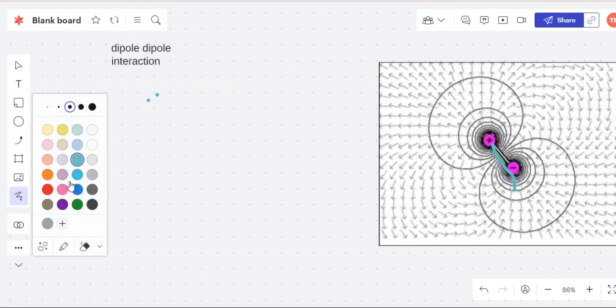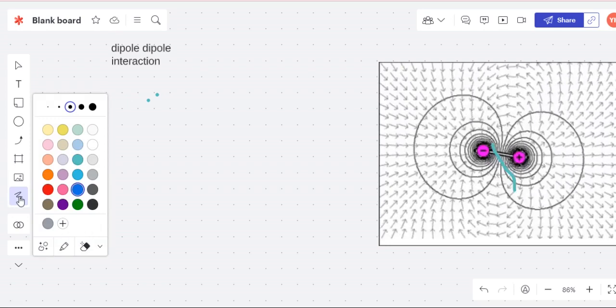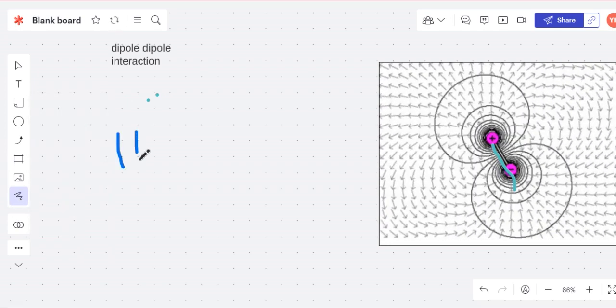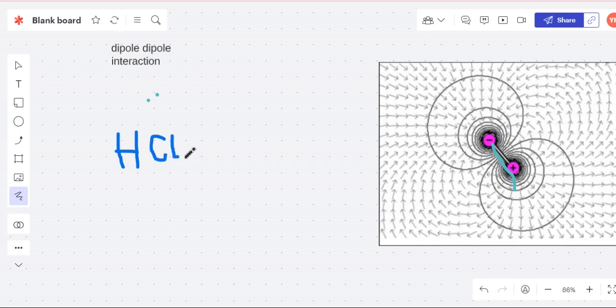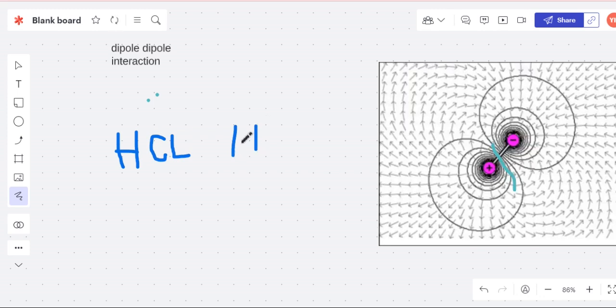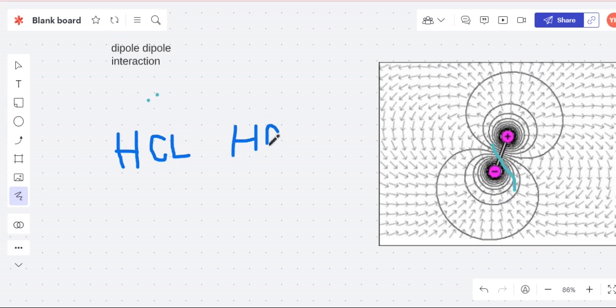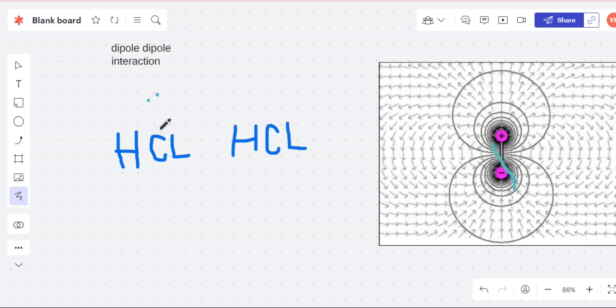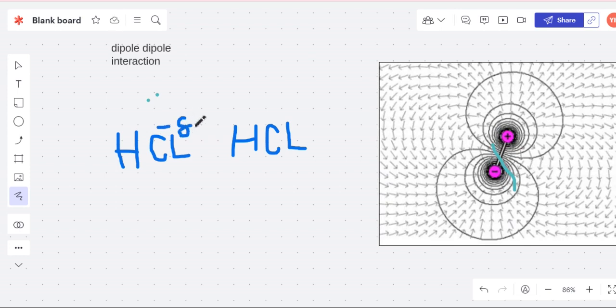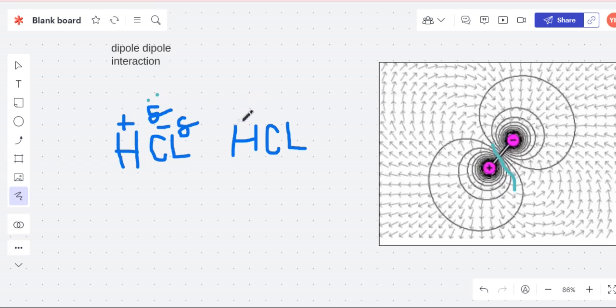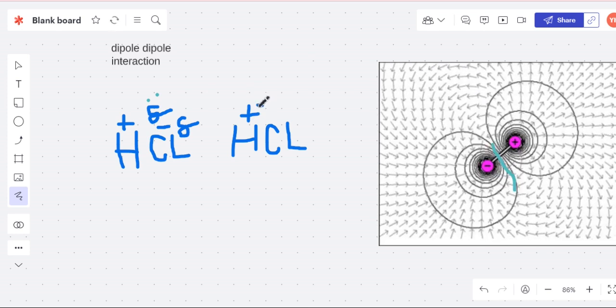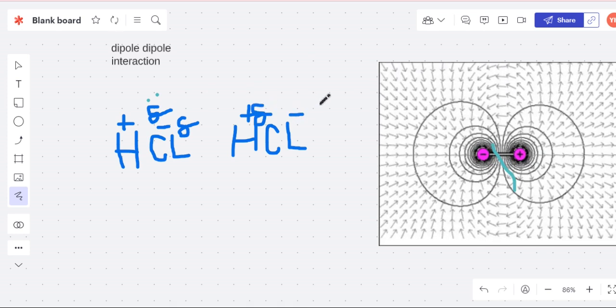What is dipole-dipole interaction? Let's take an example of two dipole molecules. For example, this is HCl, and this is another HCl molecule. It has a partial negative charge. It has a partial positive charge. And this one as well has a partial positive charge, and it has a partial negative charge.